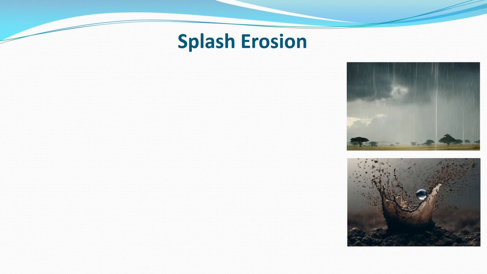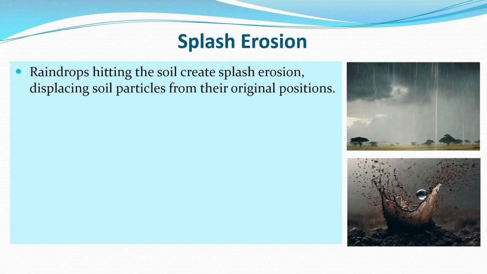Let us learn splash erosion. Splash erosion is the erosion caused by raindrops. When raindrops hit the soil, particles get detached and they get splashed in all the directions. Soil particles are displaced from their original positions. As I discussed before, if the intensity is high, the detachment rate will be higher.